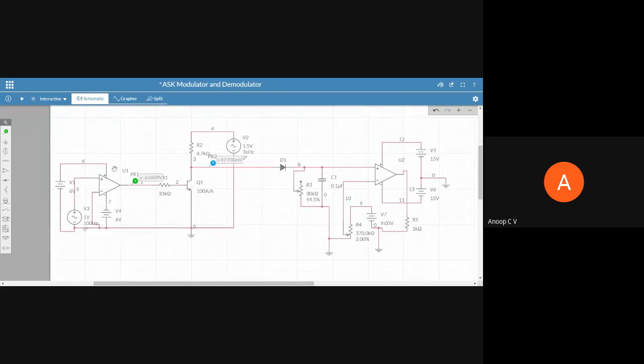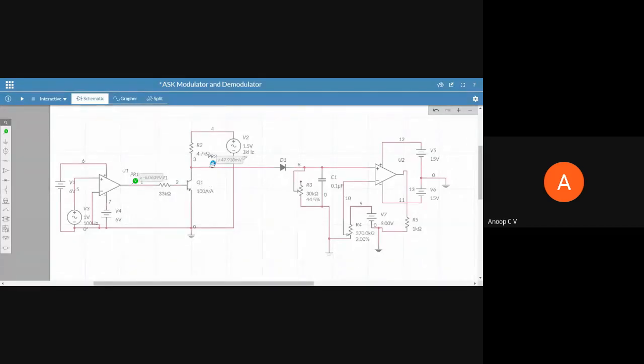One more limitation with Multisim Live is that we don't have different components from different vendors or with different specifications. We have only one PNP transistor and one type of diode. We don't have different types of diodes. Maybe the internal configuration we can change a bit. So that's it.